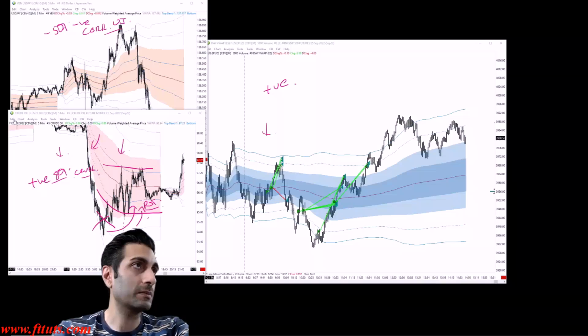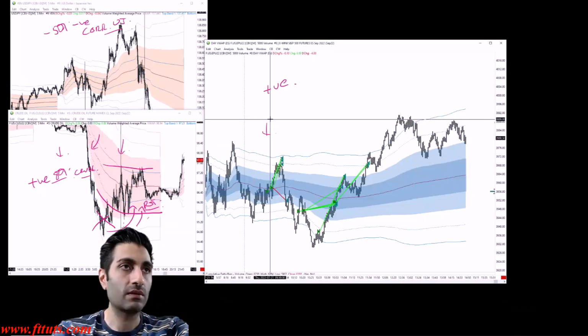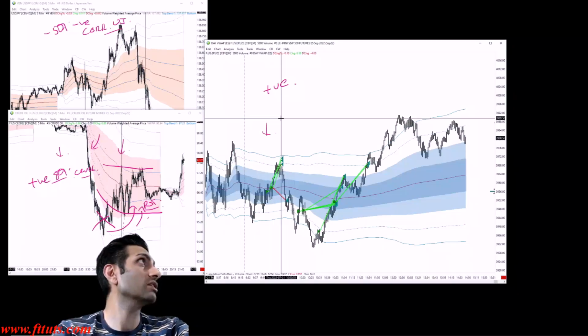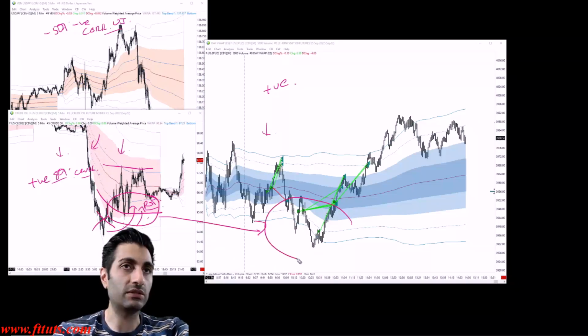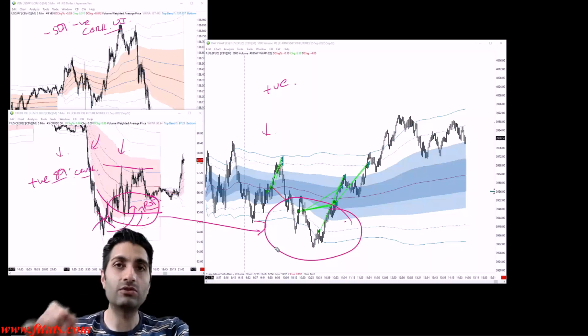Let's have a look. Look at the time. You can almost see the crosshair on both. Can you see where I'm buying? I just want to make sure I'm not blocking. This region is the equivalent of this region here. Hopefully you can see that.